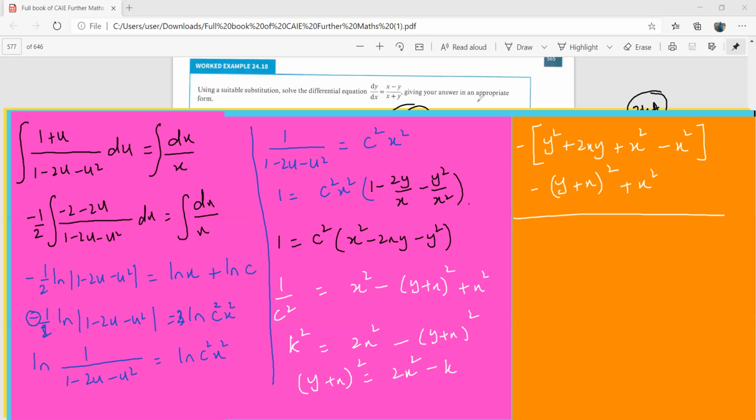And then finally, this is y plus x, and we take plus minus the square root of 2x square minus k. And this y is going to be plus minus the square root of 2x square minus k, minus x. Yes, sir. So this is how we're just beginning to end this differential equation chapter.